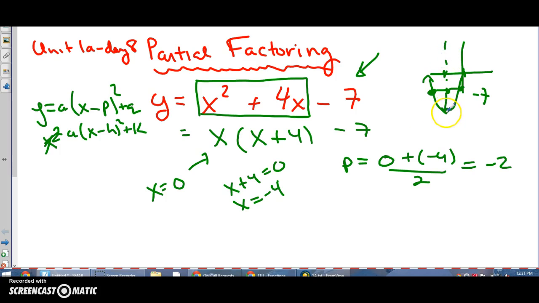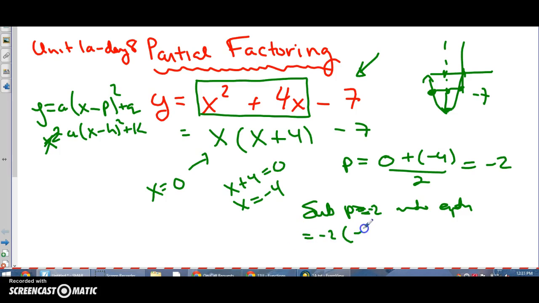But where is the vertex? Is it up here? Is it here? Is it way down here? We don't know. And to find out what that is, you sub in p equal to -2 into the equation. And when you do that, you can sub it in either here or here, your call. If you sub it into the partially factored form, it might be a little easier to deal with.